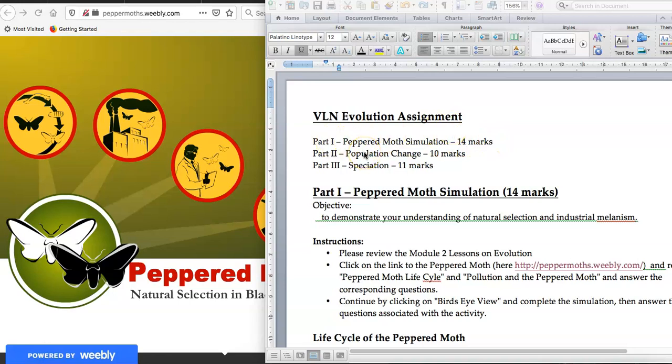Part 2 is something called population change. I'm going to show you their example, and I'm going to show you my example, which I find more fun. And then I'm going to let you know, if you need help with that, where to find the rest, so I don't give it all away.